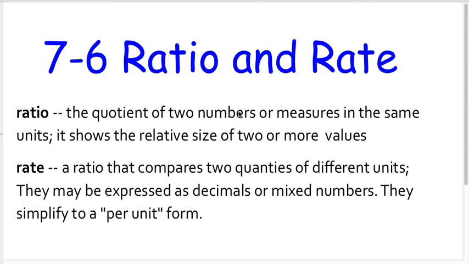A rate is a ratio that compares two quantities of different units. They may be expressed as decimals or mixed numbers. They simplify to a per unit form, so the denominator in a rate will normally be 1.